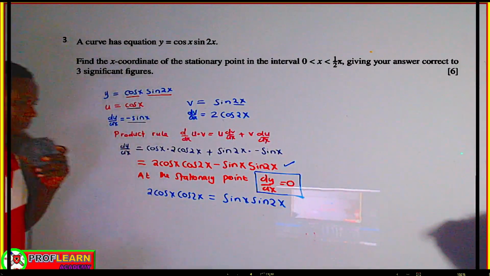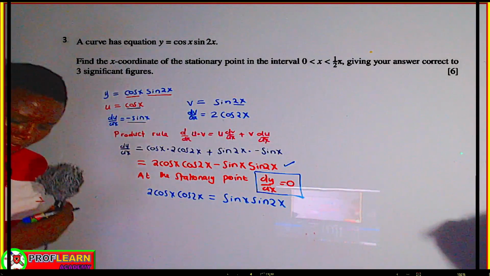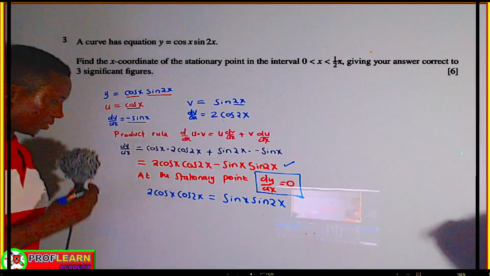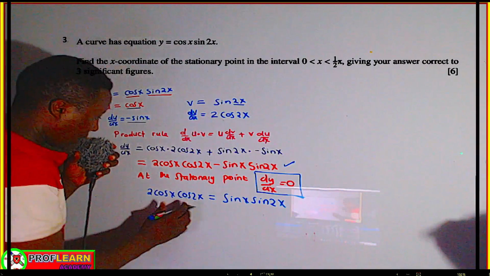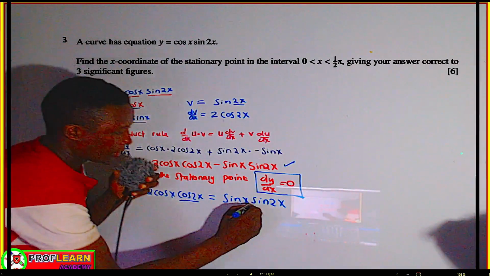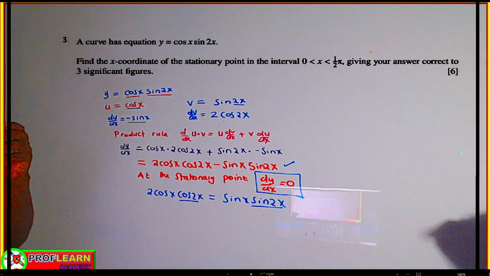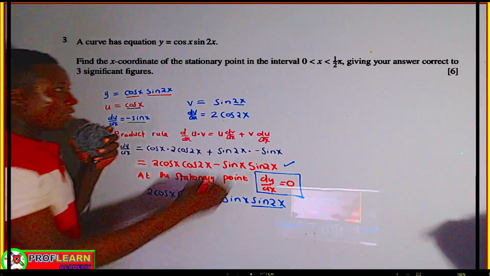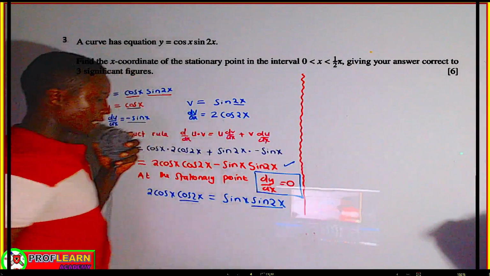So what I was saying, this kind of equation you cannot really work out because you are having a double angle at this point, and also a double angle at that particular point. So it's upon us to see how we can work it out in order to remove those double angles.